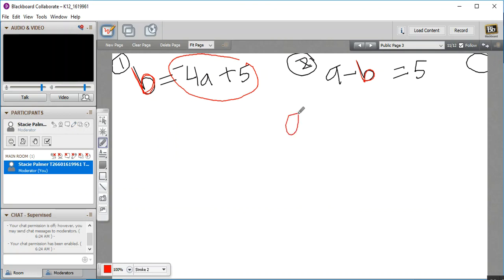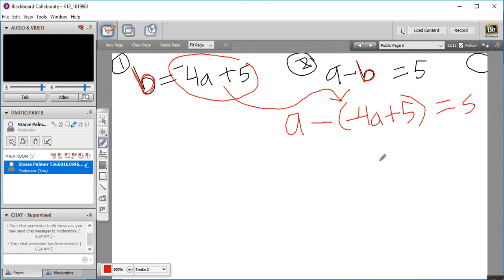So let's write the other equation just like it is. It's a minus, instead of the b, we're going to make a substitution. Okay? Instead of the b, we're going to plug in negative 4a plus 5. And now we have an equation that we can solve for the a. Okay? Remember that if there is a minus sign in front of a parentheses, you have to distribute that to both terms inside the parentheses.